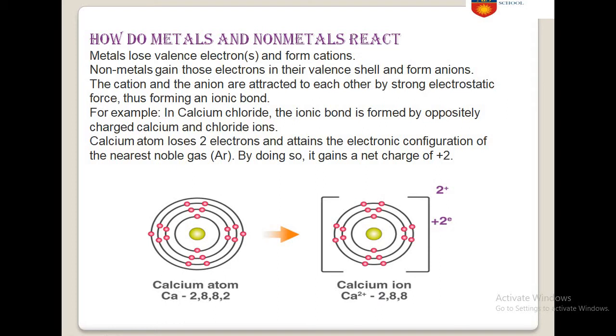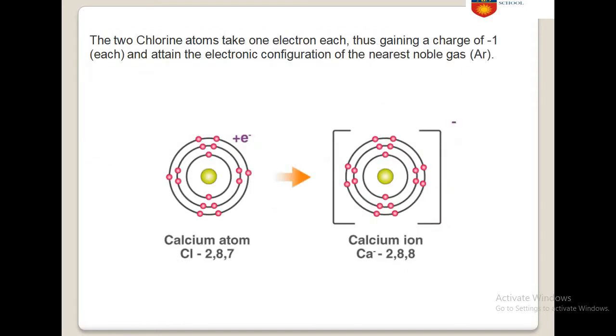Now, the chlorine atom. What is the atomic number of chlorine? 17, so the electronic configuration is 2, 8, 7. There are 7 electrons in the valence shell and it needs 1 electron so that it can attain a noble gas configuration. When it accepts an electron, the electronic configuration becomes 2, 8, 8.